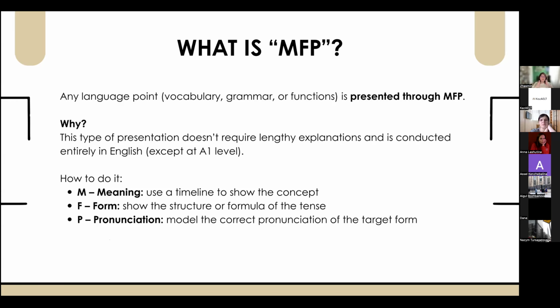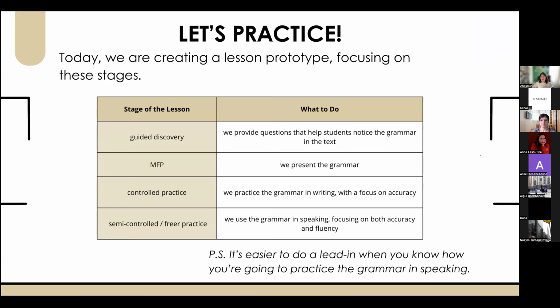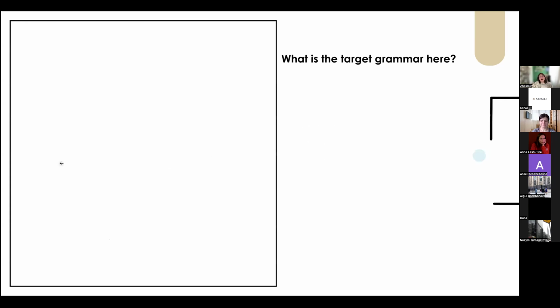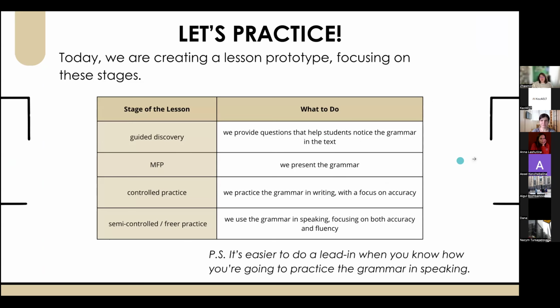And as I mentioned before, meaning: use a timeline to show the concept. Form: show the structure or formula of the tense. Pronunciation: model the correct pronunciation of the target form. Now, I love how I already did everything. I didn't know that it was going to be here, but yeah, there you go. As I mentioned before, it's easier to do a lead-in when you know how you're going to practice speaking grammar.